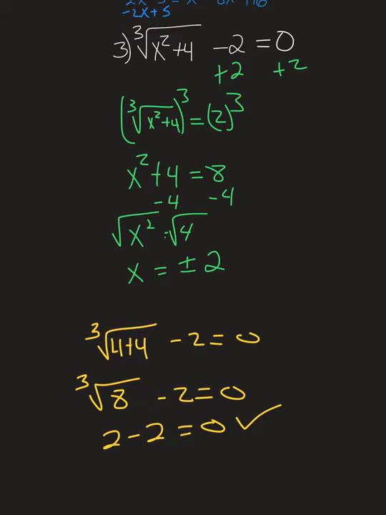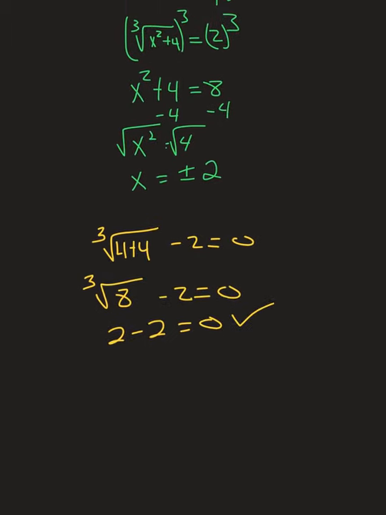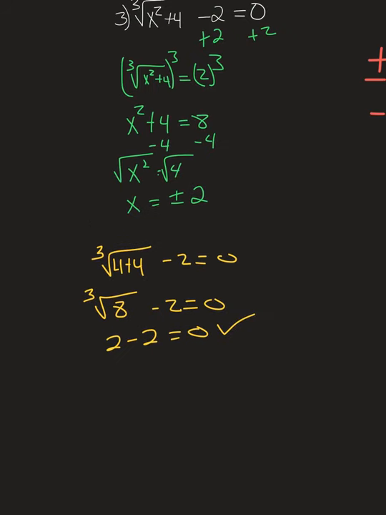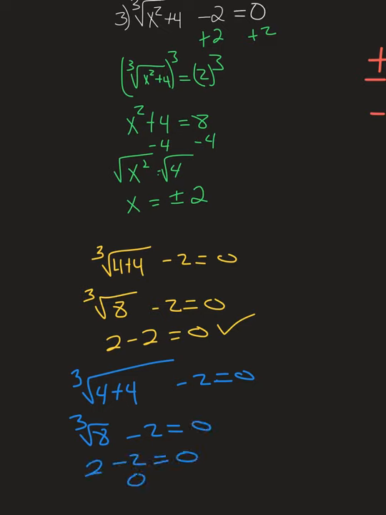And then we need to check negative 2 as well. We're going to find that it's going to be exactly the same, because what is negative 2 squared? Negative 2 squared is 4, so it's going to start off the exact same way as the last one. We're going to get the cube root of 4 plus 4, minus 2 equals 0. And we're going to get the cube root of 8 minus 2 equals 0. We're going to get 2 minus 2 equals 0. And then finally, 0 equals 0. So we know we are correct.